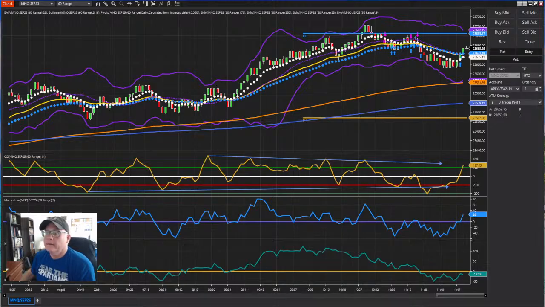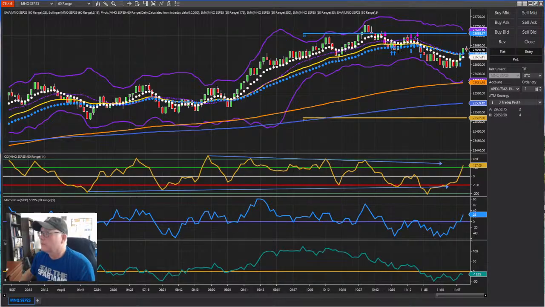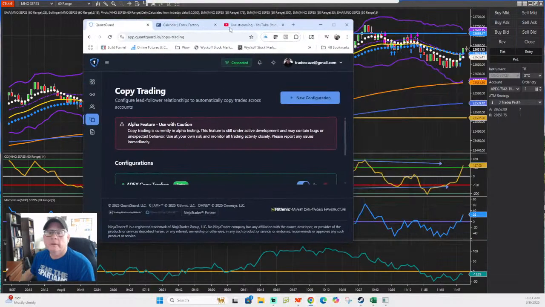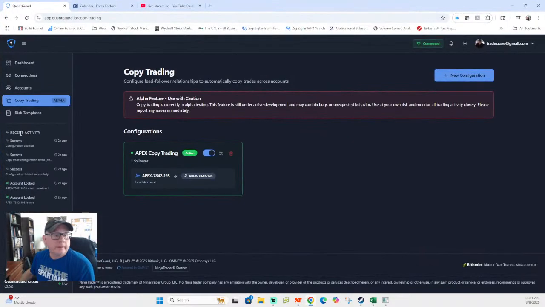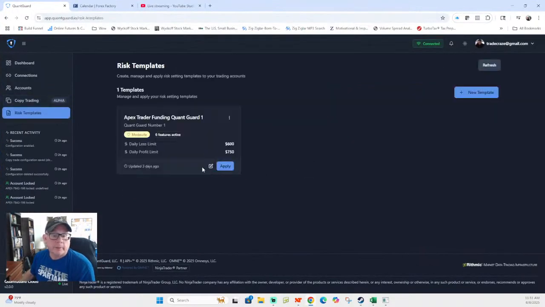But QuantGuard has saved my life on several occasions this week since I've put it on. I have not made up my mind officially if this is how I'm going to use it, but here's the risk template that I'm using right now.